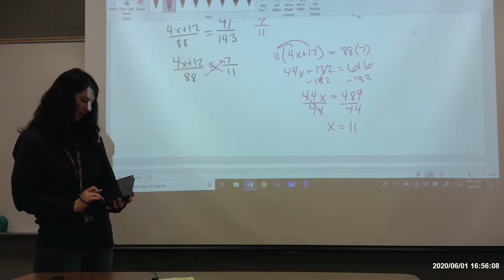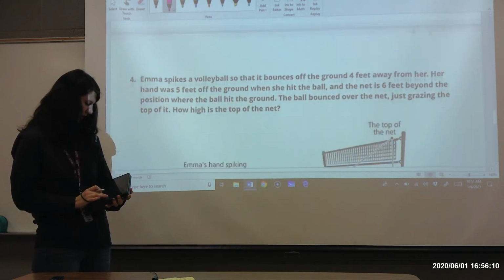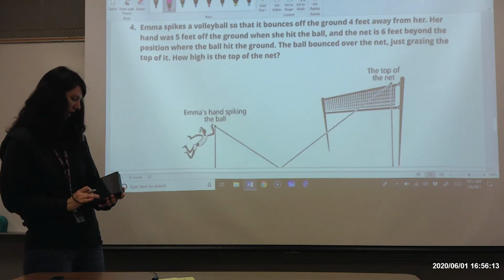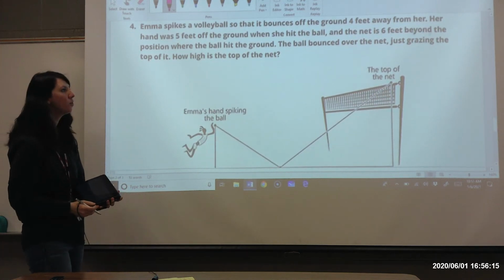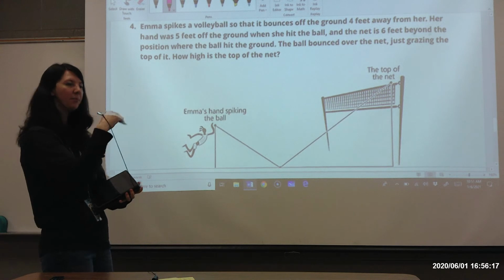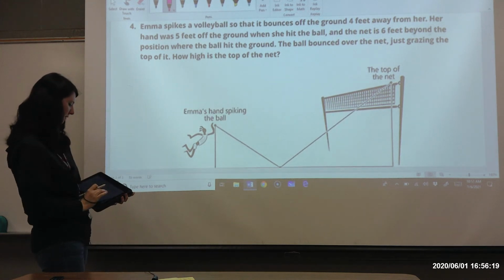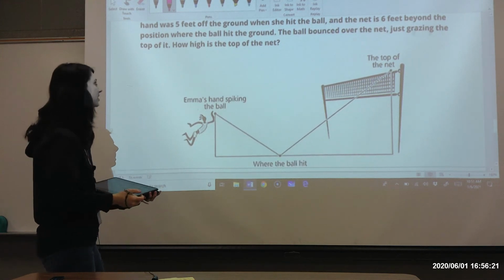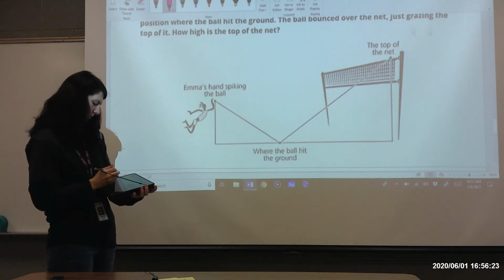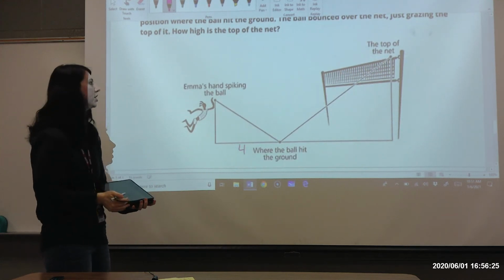Now let's look at it in context. This will be our last example. So Emma spikes a volleyball so that it bounces off the ground 4 feet away from her. So as I read this, I'm going to fill in the information into the drawing that they gave us. Okay, so it says that it hit the ground 4 feet away from her. That's going to be this horizontal measure here.